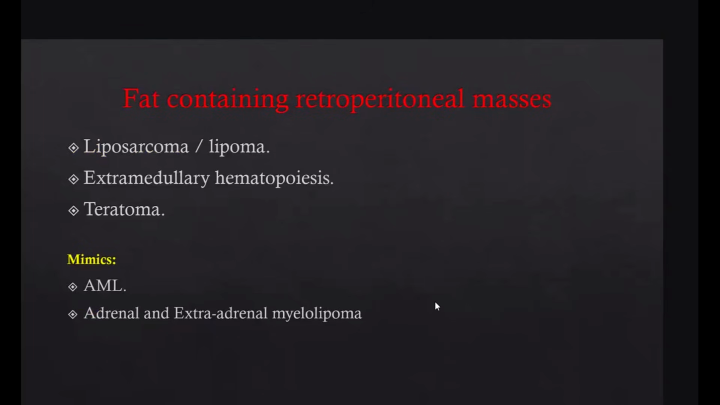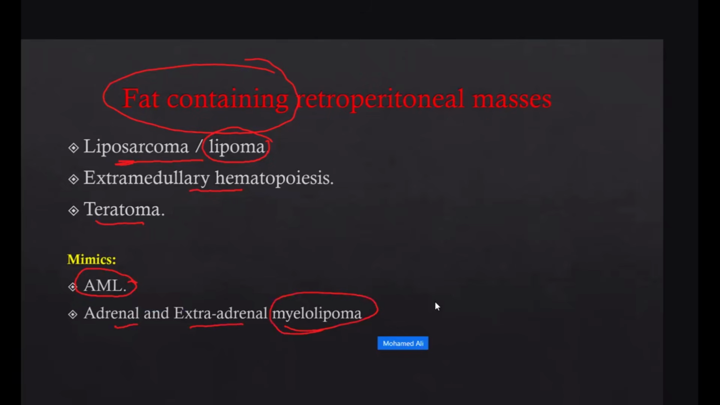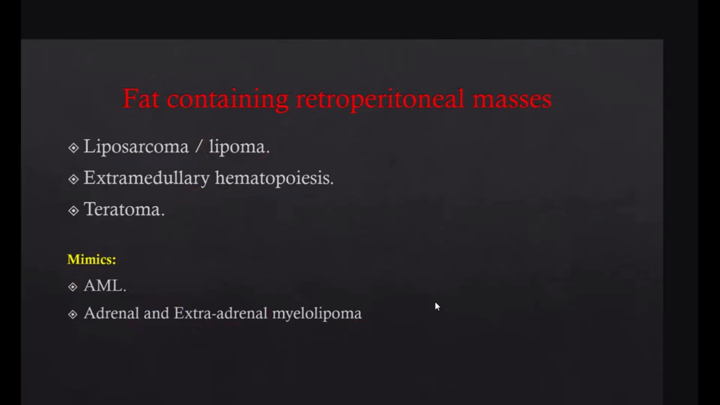Let's have some clues to identify the retroperitoneal masses. If we have fat-containing retroperitoneal masses, we should think of liposarcoma or lipoma. It's very rare to see lipoma in the retroperitoneal spaces. Once we have a fat-containing mass, we should consider liposarcoma until proved otherwise. Extramedullary hematopoiesis can contain fat components. Teratoma. The mimics are angiomyolipoma if it is arising from the kidneys, and adrenal and extra-adrenal myelolipoma, as we saw in one of our cases.